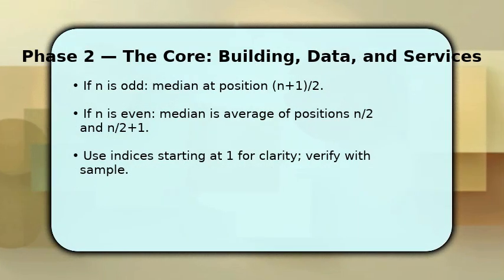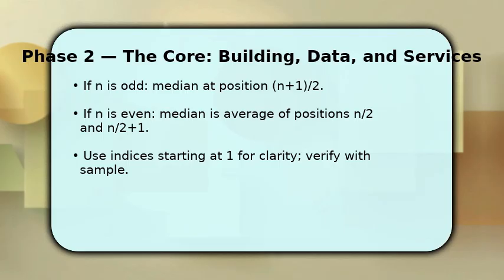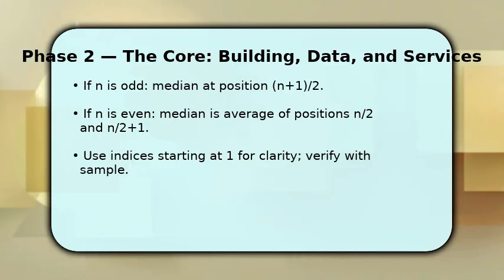Now determine the median index. If n is odd, compute position (n+1)/2 and pick that value. If n is even, identify the two central positions at n/2 and n/2+1 and plan to average them. Do this step by step. Count into the sorted list to the first central index, then confirm the adjacent index for even n.